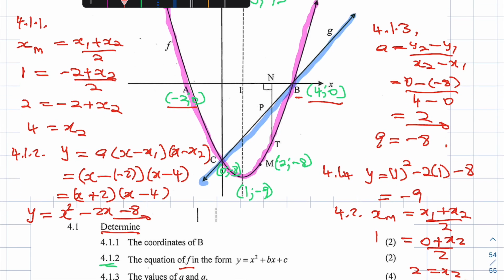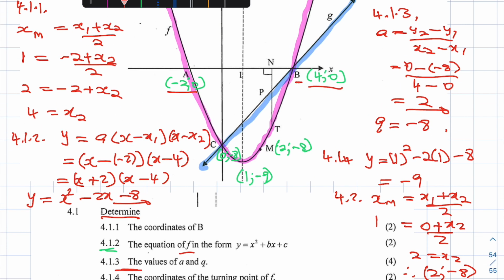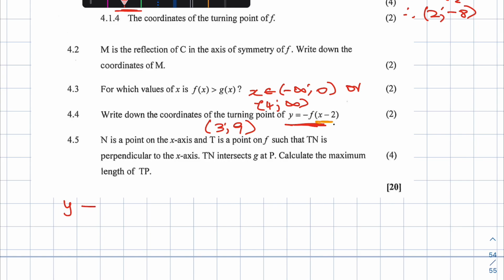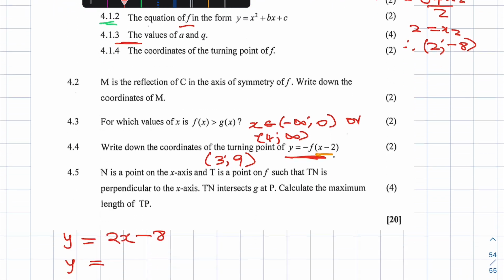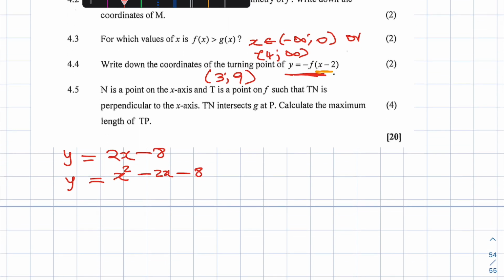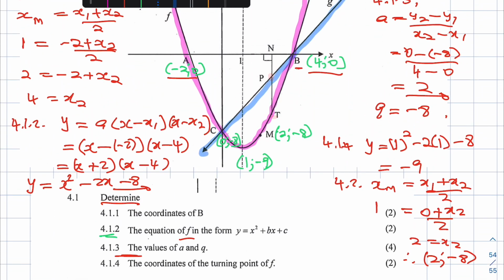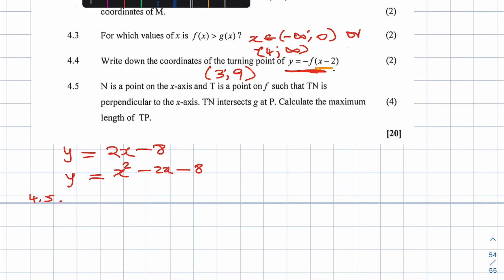So the straight line, we know the equation is y equal to ax plus q, but remember we got a as 2 and q as negative 8. So we have these two graphs, y is equal to 2x minus 8, and also y is equal to x squared minus 2x minus 8. Remember, I said the distance between P and T is the blue graph minus the pink graph. So the blue graph is a straight line.